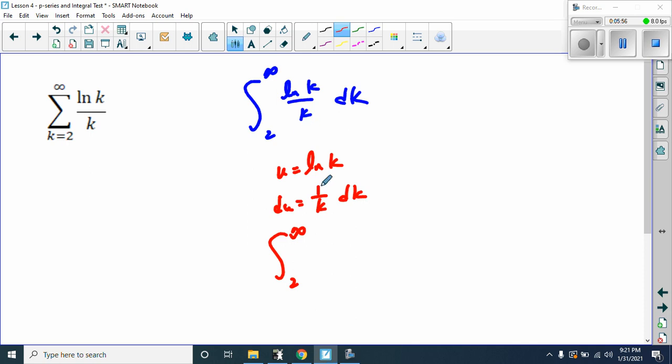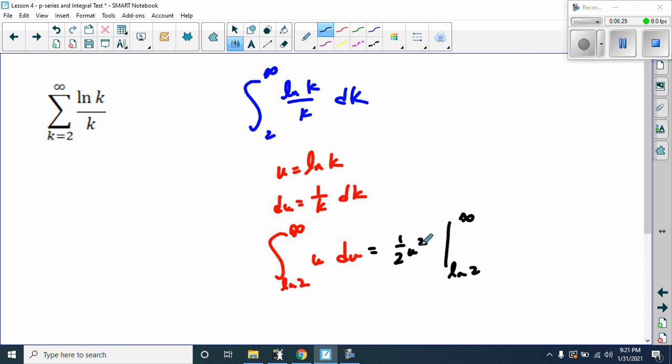So here I get u du. You can either change your bounds or change back. Let's go ahead and change our bounds. So if I plug in 2 for k, I get ln of 2 for my bottom bound. If I plug in infinity, the natural log of an infinitely big number is still infinitely big. Integrate gives me 1/2 u squared, evaluated from ln of 2 to infinity.